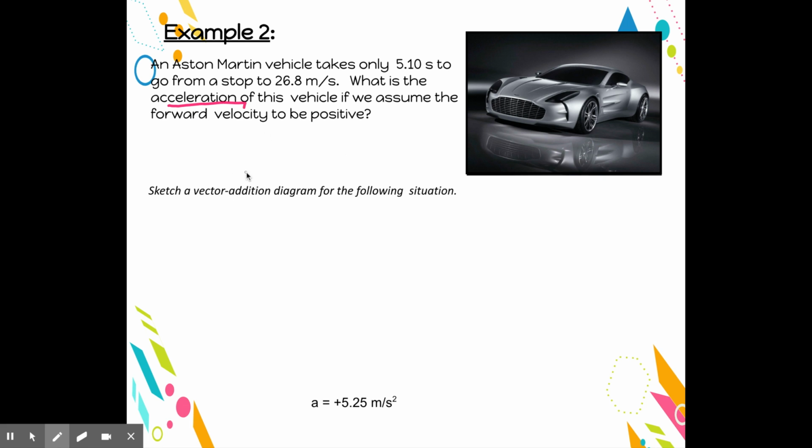So this vector addition is just to kind of get you thinking. So this is where the car is. This is my initial place. It stopped. It's now going 26.8 meters per second forward. Okay, so this is my start, this is my end.